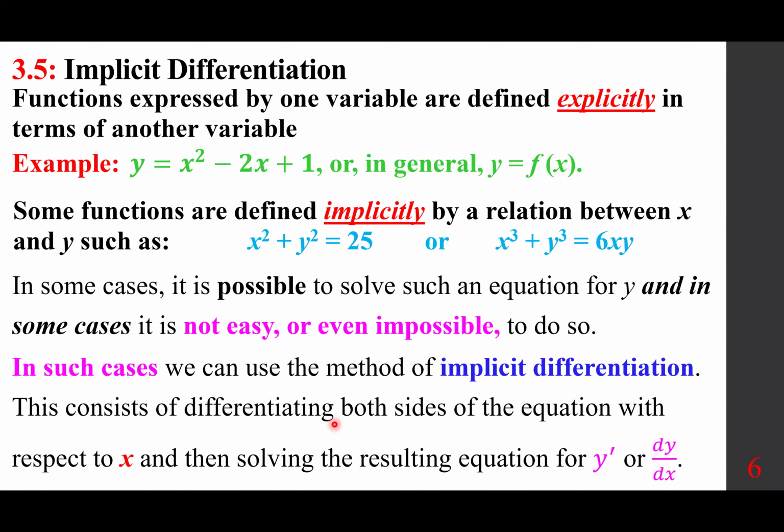This consists of differentiating both sides of the equation with respect to x and then solving the resulting equation for y prime or dy dx. By the way, when we say with respect to x, that's if x is the independent variable. So in short, not necessarily x, but rather the independent variable, whatever it might be.